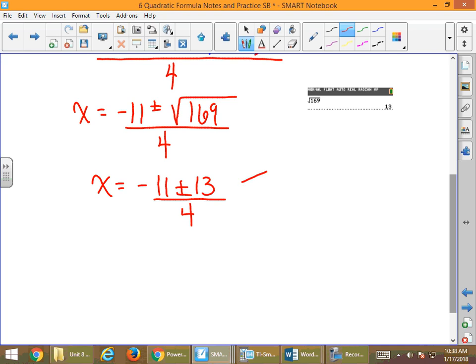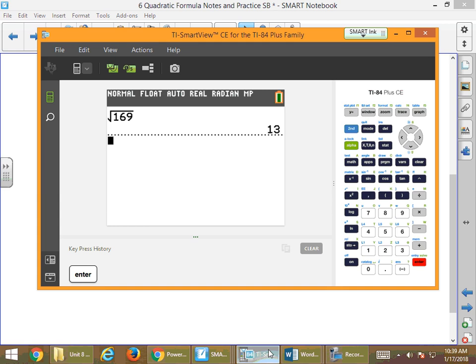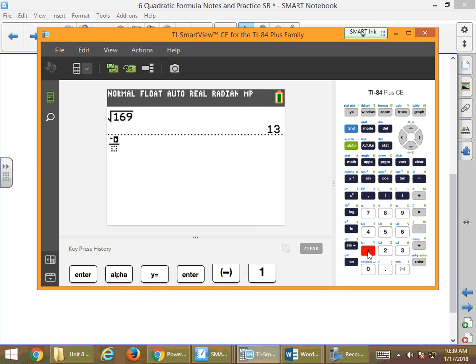This ultimately means that -11 plus 13 divided by 4, if you have a fraction button and you want to type it in that way, and -11 minus 13 over 4. The fraction button, alpha y equals -11 plus 13 divided by 4 gives us 1/2.